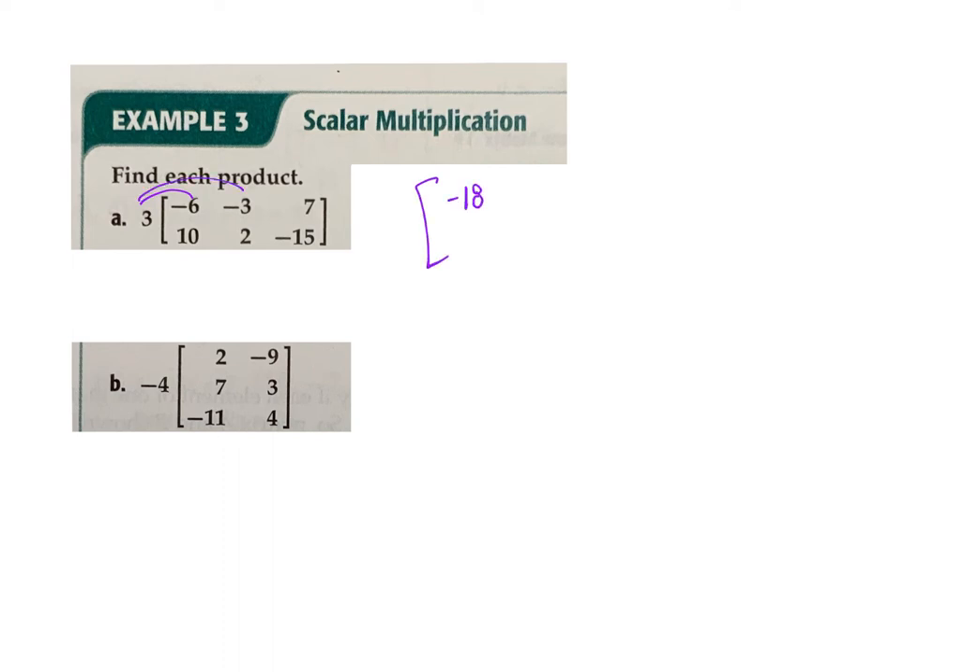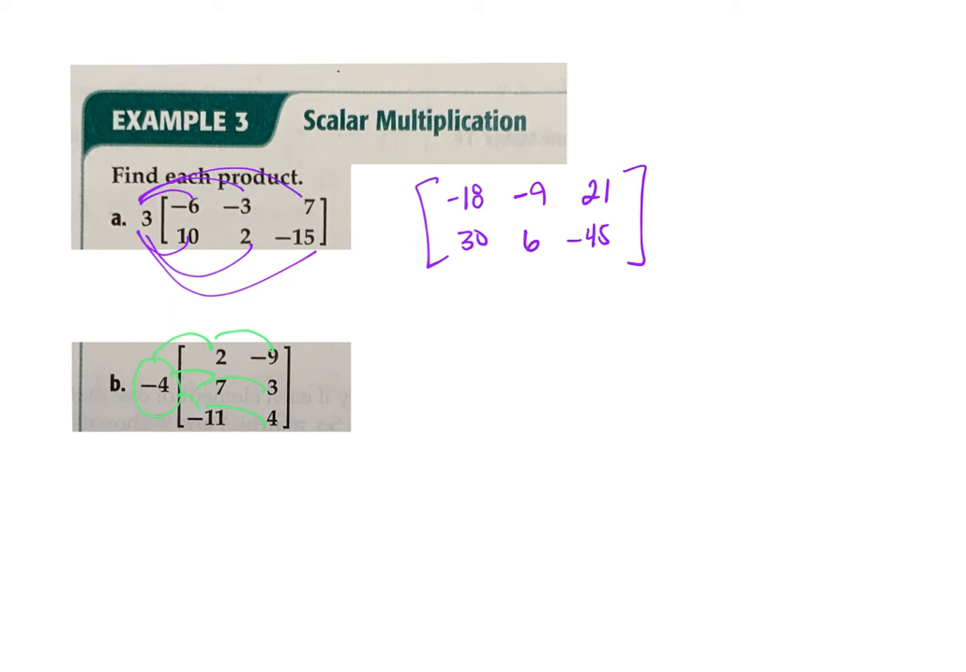So you're just going to say 3 times negative 6. Yep, 3 times negative 3. 3 and 7. 3 and 10. Yep, what's next? And then what? There we go. All right. Very simple. Same thing with the negative 4. Just pay attention to your negatives. You're going to distribute through to all of those. So your answer on these should be the same exact dimensions as the one that you started with.